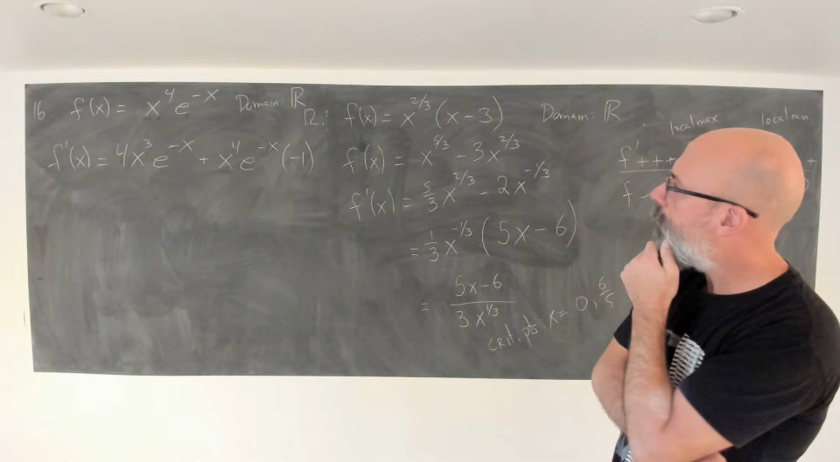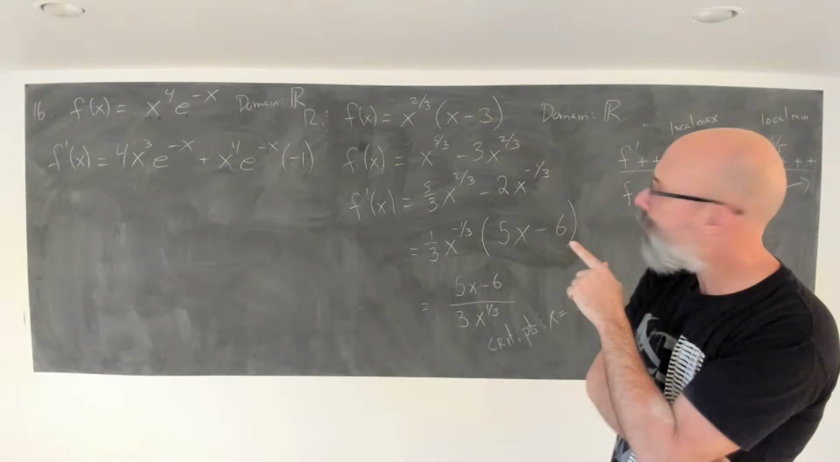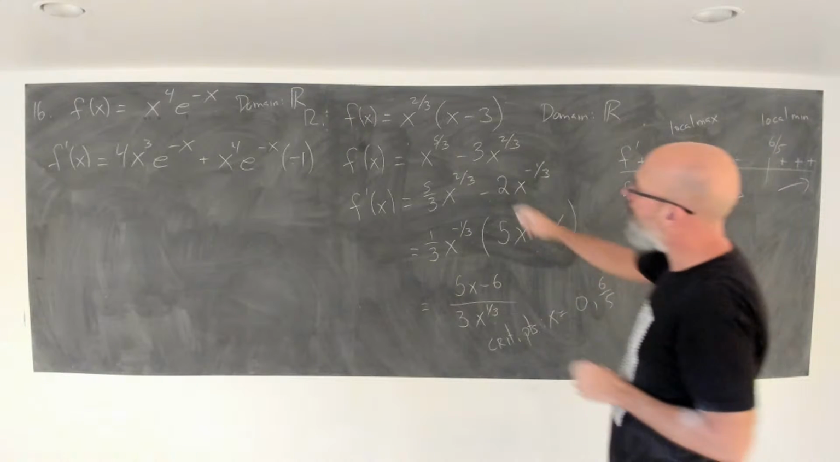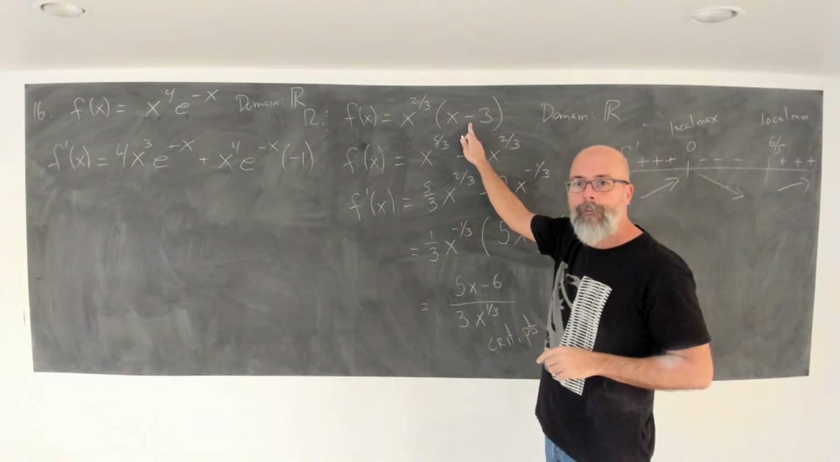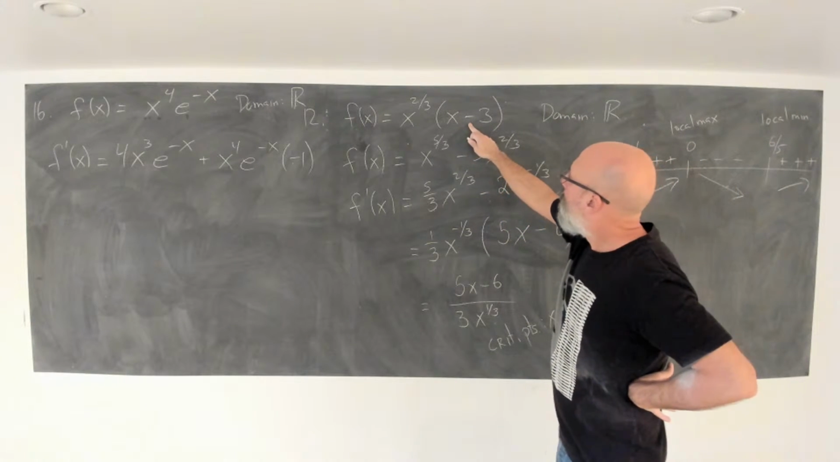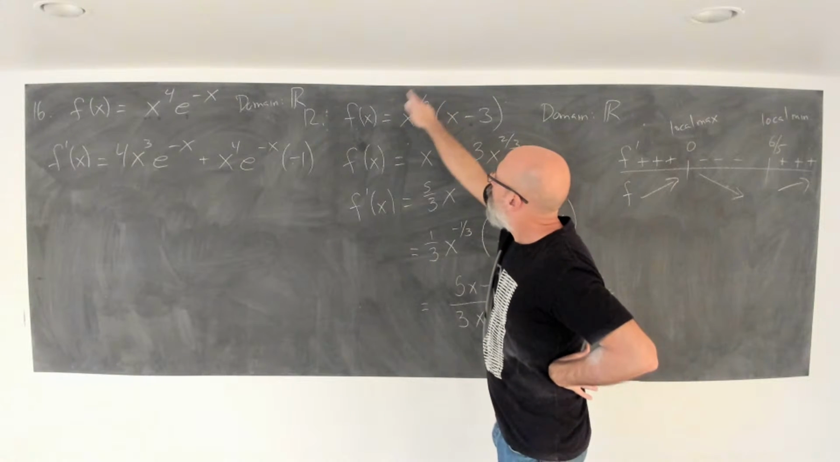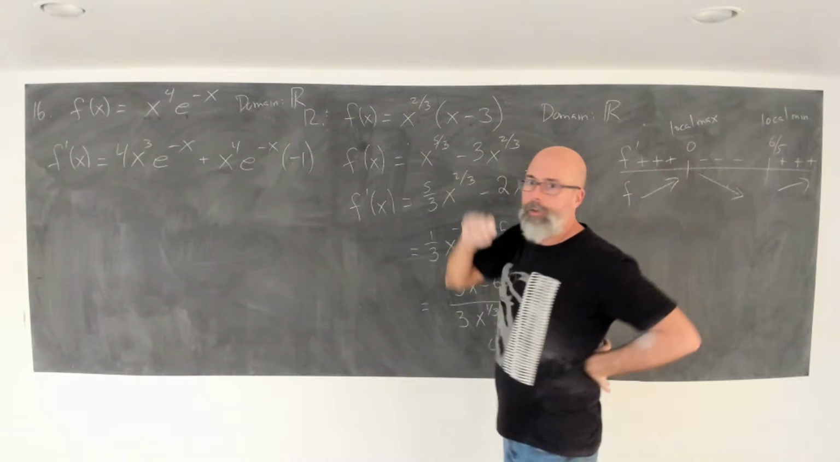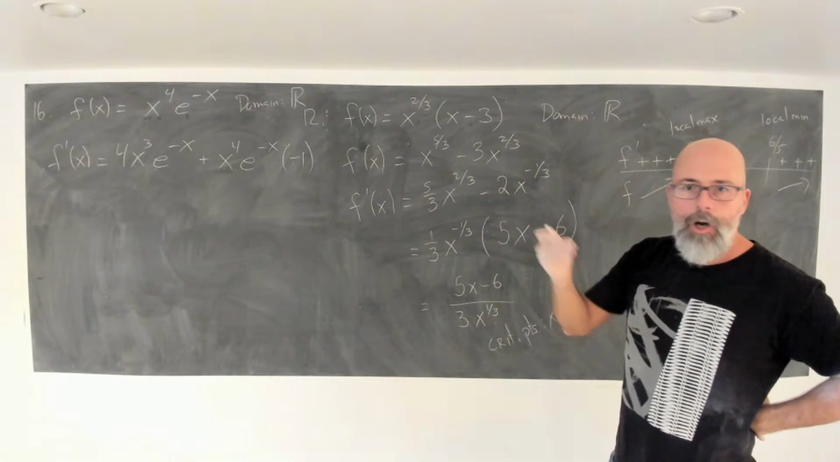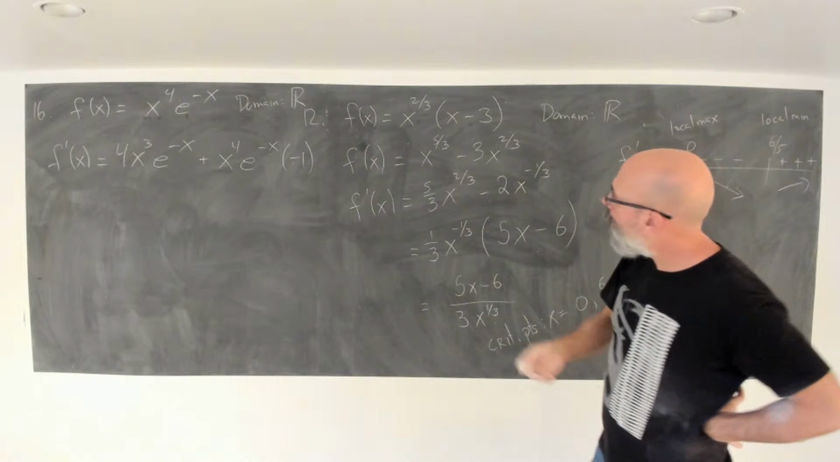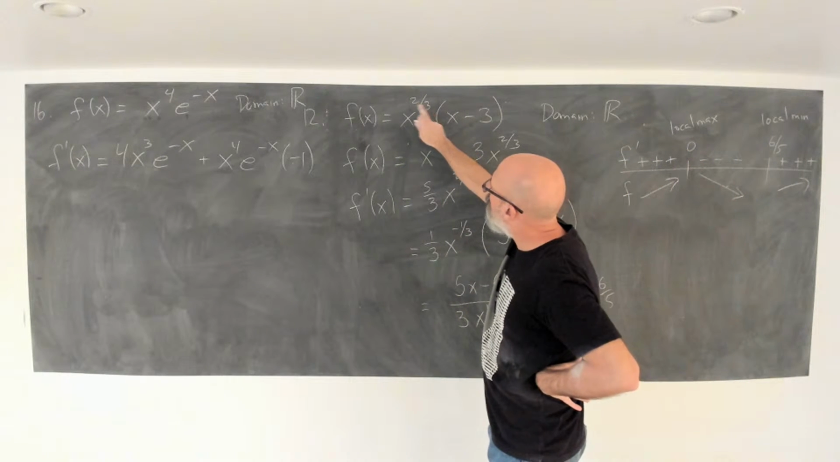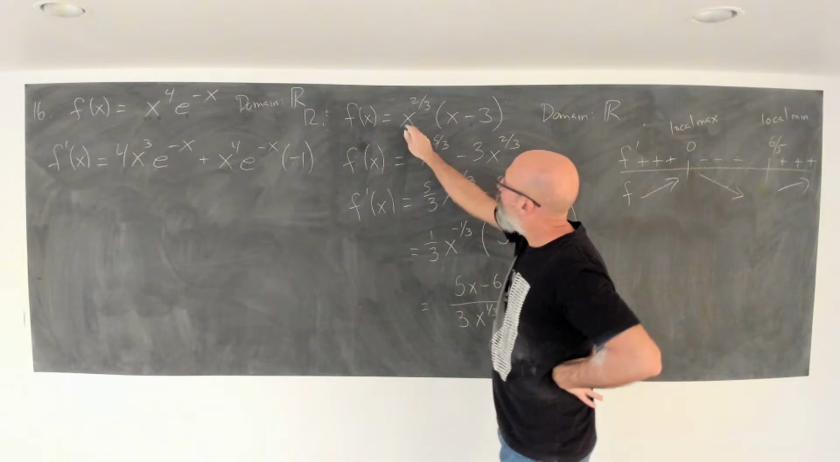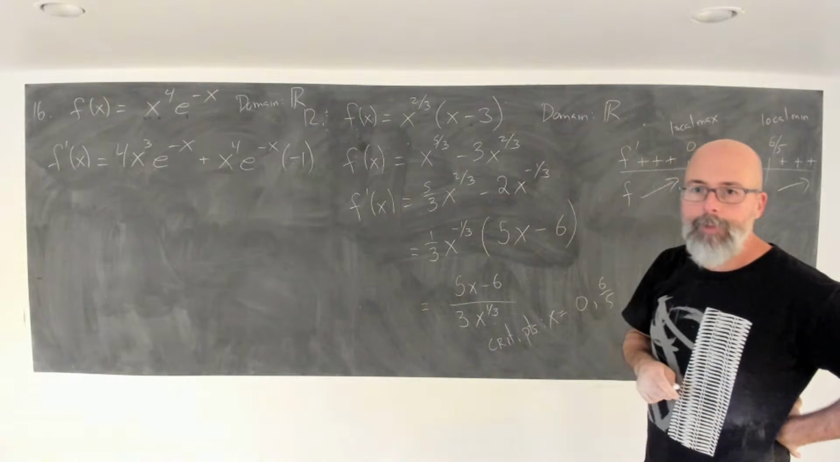Is x allowed to be 0 in this example? Or in the previous one? In number 12? Here you don't have a negative exponent, so it's not 1 over 0. You're fine. Cube root of 0 is 0. 0 squared is 0. You can plug in 0 into this. It's all good.